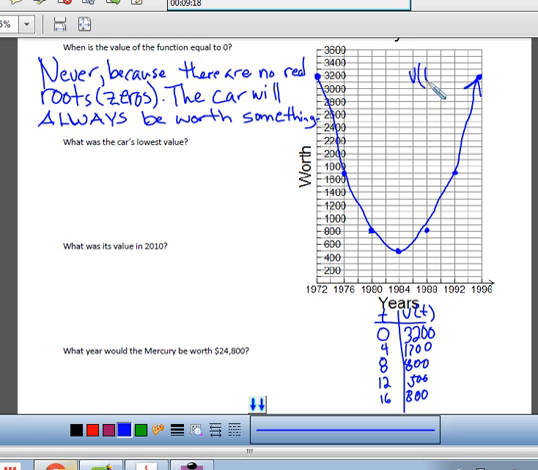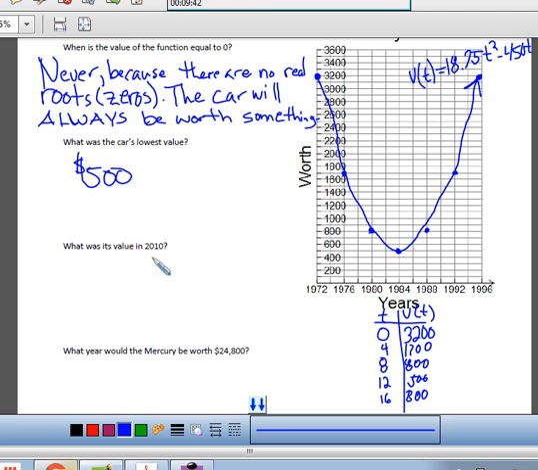V of t equals 18.75 t squared minus 450 t plus 3,200, and I know it's probably off of your screen, but you should be able to copy all that down. What was the car's lowest value? $500. Easy. You can look at the table or look at the vertex.